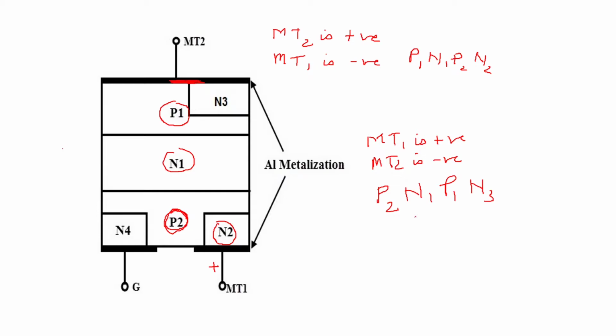Clear? That means it can conduct in both directions, and it will be triggered either by overcoming the breakover voltage or by a gate pulse. What will happen? For example, when MT2 is positive with respect to MT1, the junction between P1 and N1 will be forward biased, N1 P2 will be reverse biased, and P2 N2 will be forward biased.